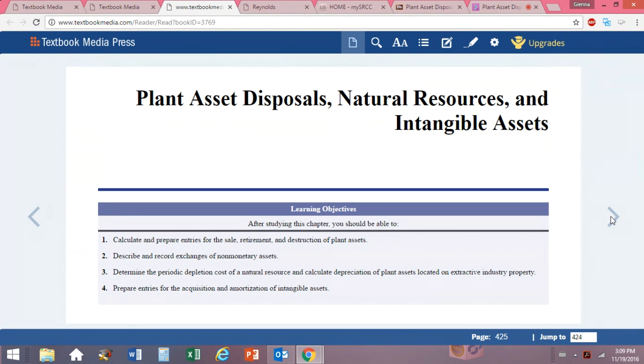Intangible assets are amortized. So you've got some new terminology here. Remember, you've got depreciation or depletion. It's very logical. Natural resources get depleted and intangibles get amortized, which is kind of a new term for you.